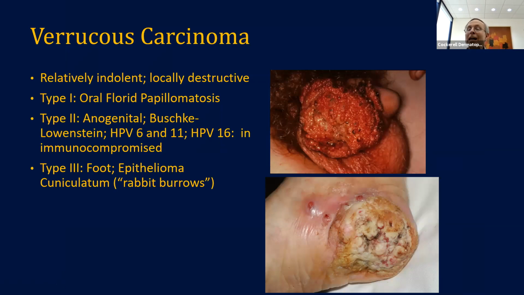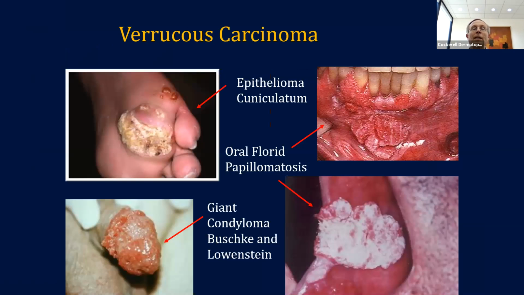And cuniculatum means rabbit burrows. So basically the guy that named that saw these big invaginations into the skin. He said, well, gosh, this looks like little rabbit hutches. And so they gave it the name carcinoma cuniculatum to indicate that. So anyway, these are just some examples of this. Just make sure you know about it.